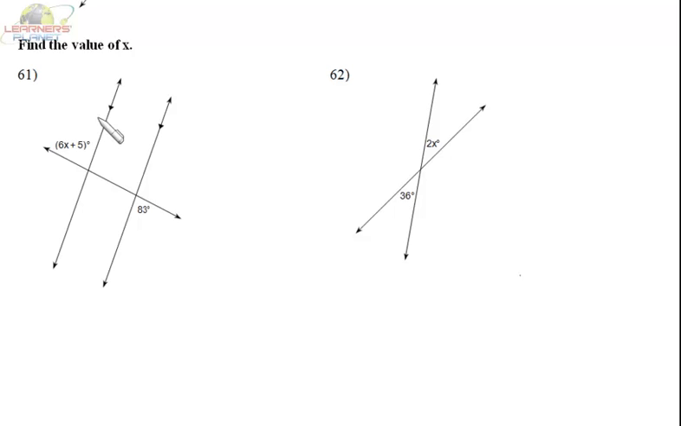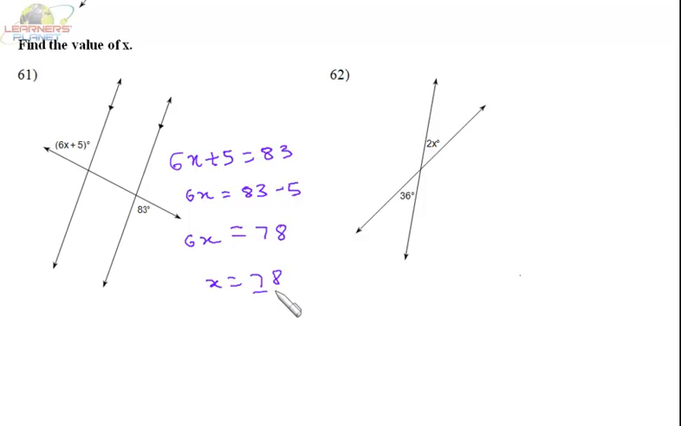And if these two lines are parallel, their exterior alternate angles will be same. So 6x plus 5 is equal to 83. So 6x is equal to 83 minus 5, or we can say 78. So x will be 78 by 6, that is 13. Clear?